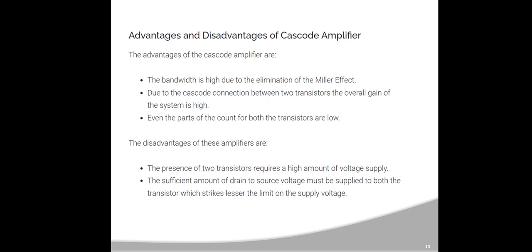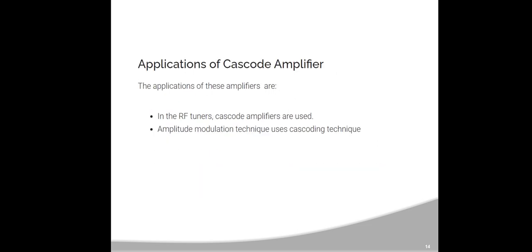The disadvantages of this amplifier are that the presence of two transistors requires a higher supply voltage. A sufficient drain to source voltage must be supplied to both transistors, which places limits on the supply voltage.